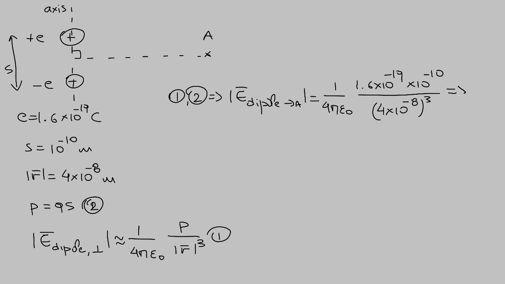Now if we go ahead and do these calculations, we will find that the magnitude of the electric field from the dipole at location A is equal to 2250 newtons per coulomb. Now note that by using this expression we only found the magnitude of the electric field at location A due to the dipole. We have not found the direction of the electric field.